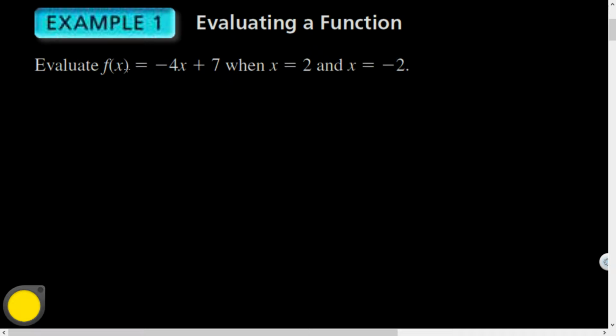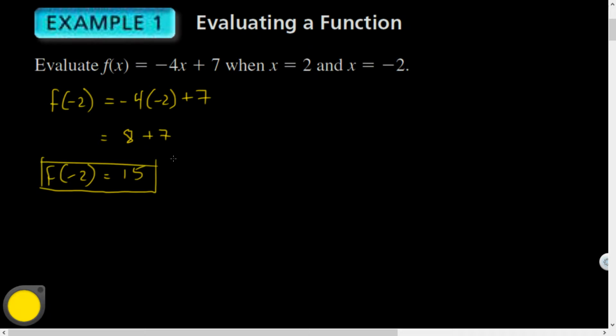If I've got f of x equals negative 4x plus 7, I want to evaluate when x equals 2. The way I do this, watch this, I'm going to write f of negative 2, which is asking the question, what does this function equal when x is negative 2? If I plug in negative 2, what is the output? So f of negative 2 would equal negative 4 times negative 2 plus 7. I just use order of operations. Negative 4 times negative 2 is positive 8, plus 7, and I get 15. So make sure you're writing this down in your examples. f of negative 2 equals 15.